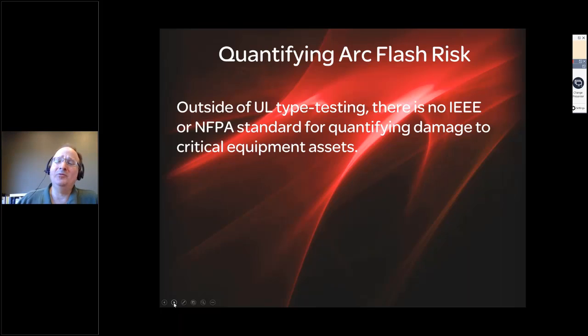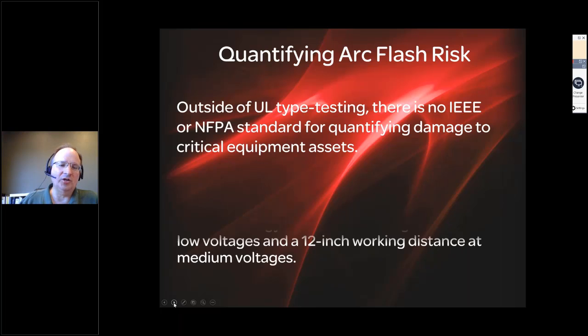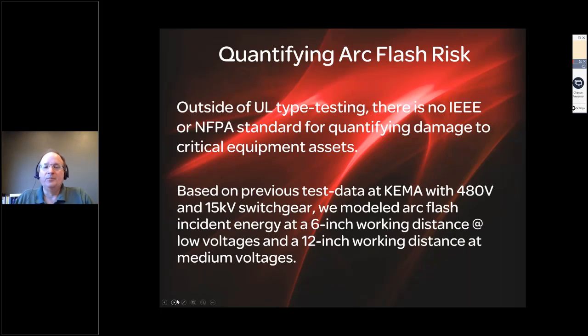I don't know that one will ever be developed because there are so many different types of assets and variables that would be associated with such a standard. But we decided to tackle that challenging topic, and that's the purpose of today's presentation and why we're so excited to present to you today. Because based on previous test data that we've conducted at KEMA with both 480 volt and 15 kV switchgear, we modeled arc flash incident energy at a 6-inch working distance for low voltage assets.